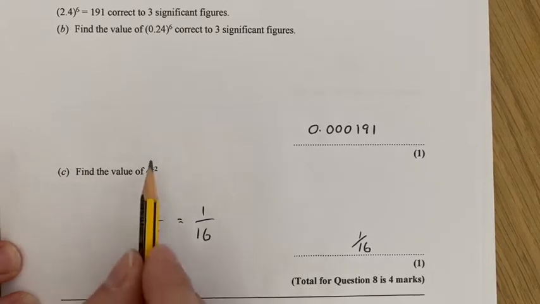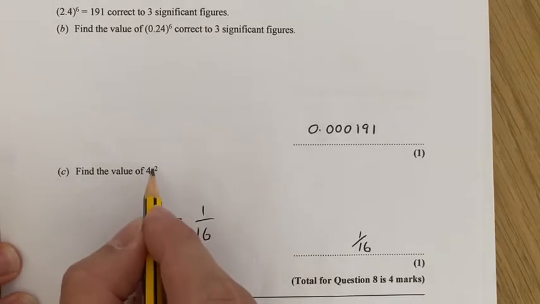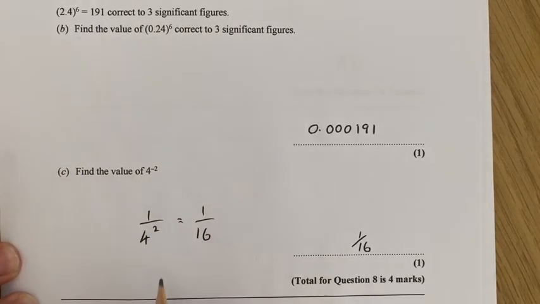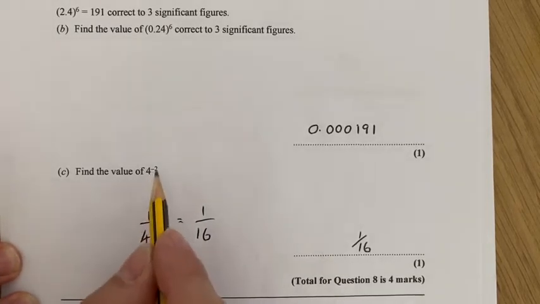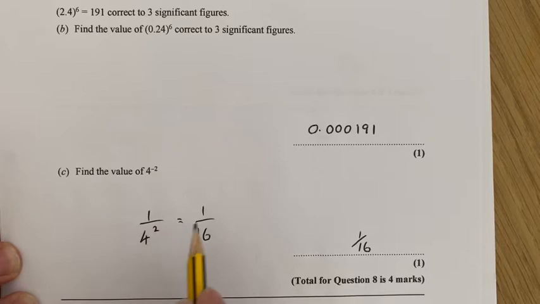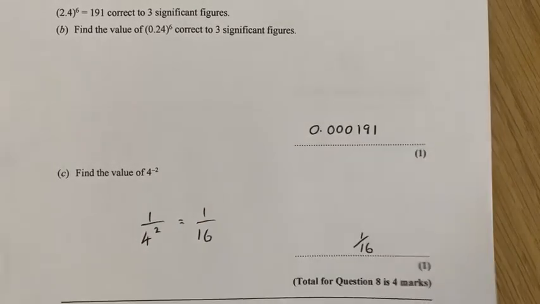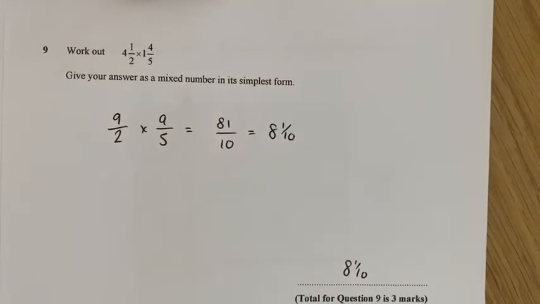And then we're on to part C. We've got to find the value of 4 to the power minus 2. If you've got a negative power, it just makes it 1 over. So it becomes 1 over 4 to the power of 2. And 4 squared is 16, so it just becomes 1 over 16. And moving on to question number 9. Question number 9, fractions multiplication.